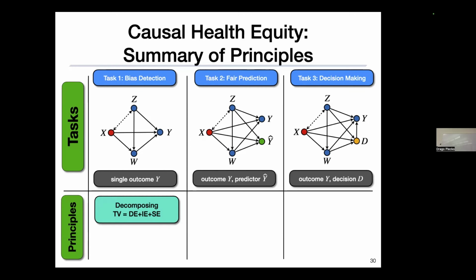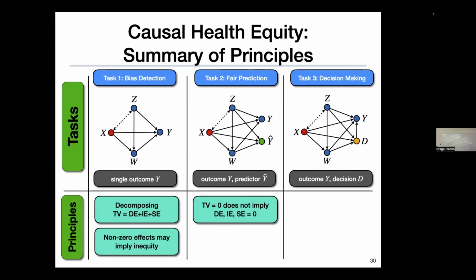The first principle in bias detection is that we want to decompose the TV measure, the marginal disparity. We want to decompose it into direct, indirect, and spurious parts. That's the first key realization. The second key realization is that non-zero effects may imply inequity. They don't necessarily imply inequity, but may.